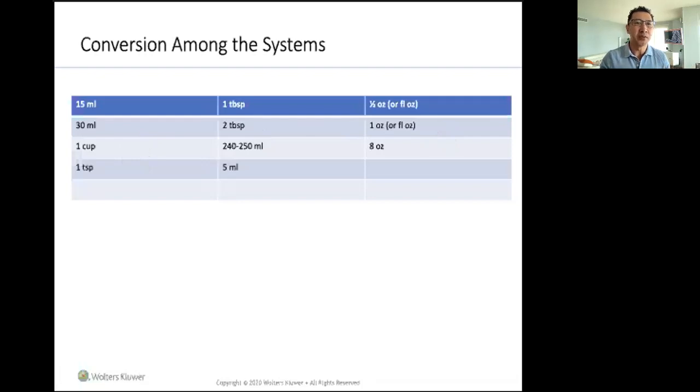Or 8 ounces. If you have a patient for their intake and output, you're measuring it and they said, oh, honey, I just drank a cup of coffee. Okay, I'll put you down for 240. That's 240 for the patient's intake. And there it is at the bottom, 1 teaspoon equals 5 mL. Remember this slide, please, because it's going to be conversion that's in this format.